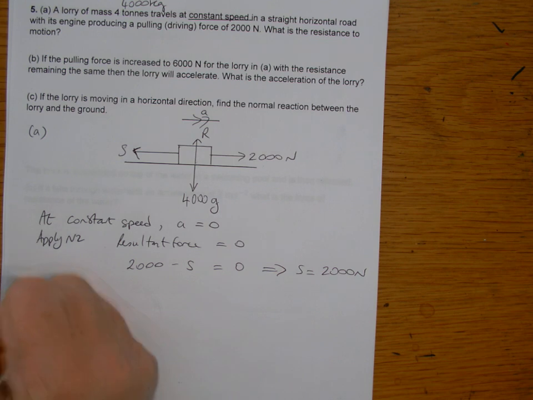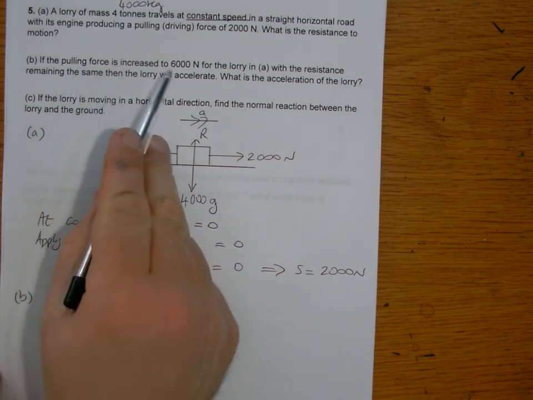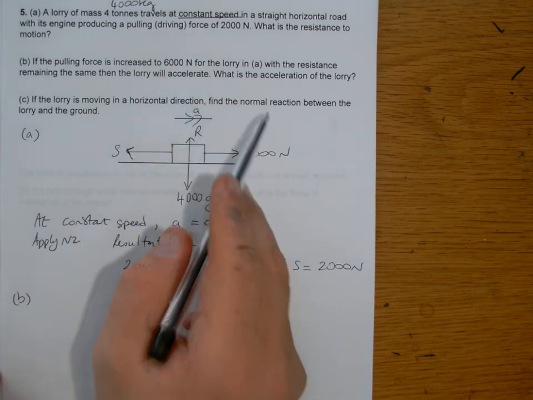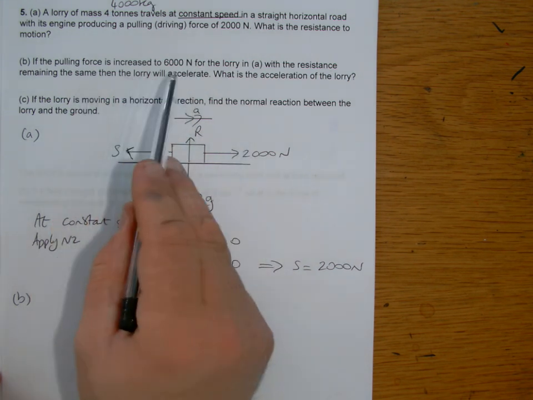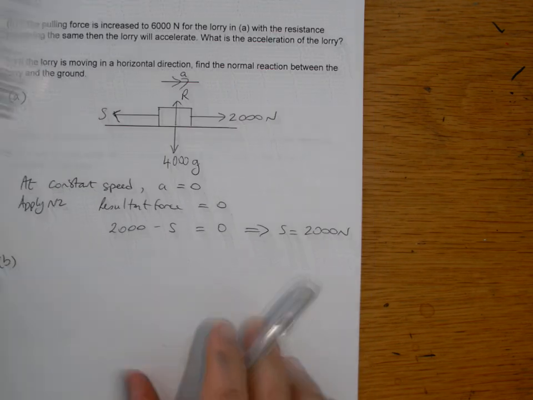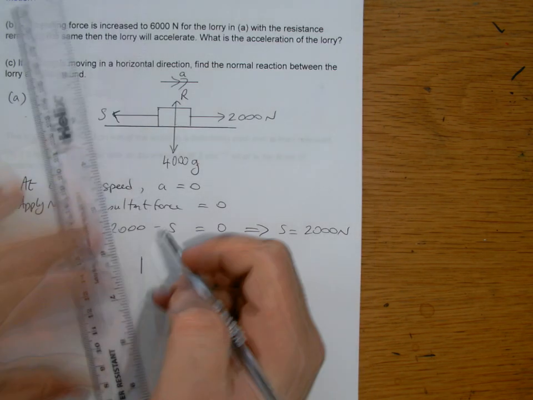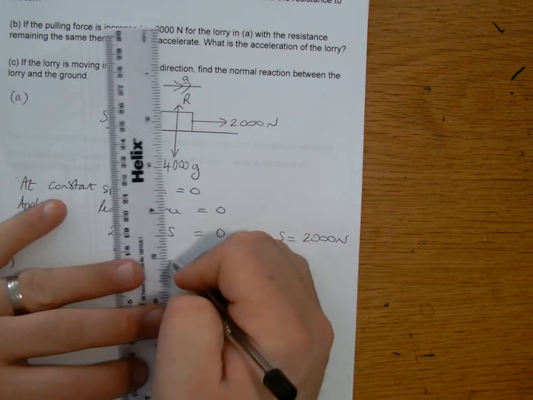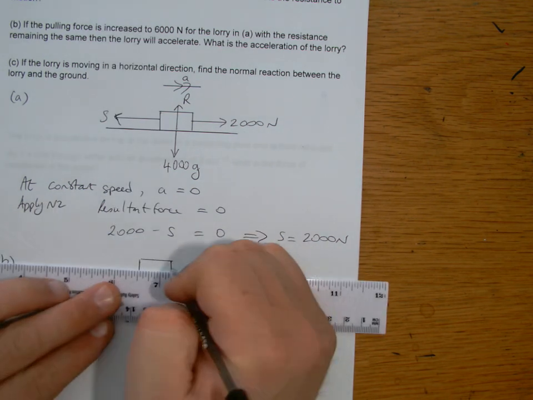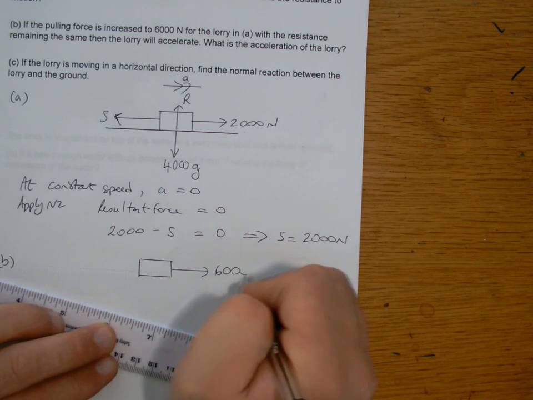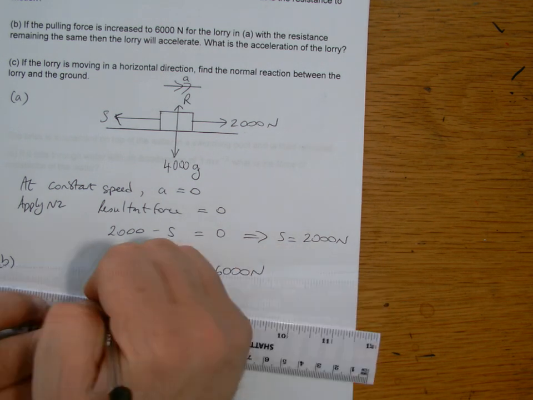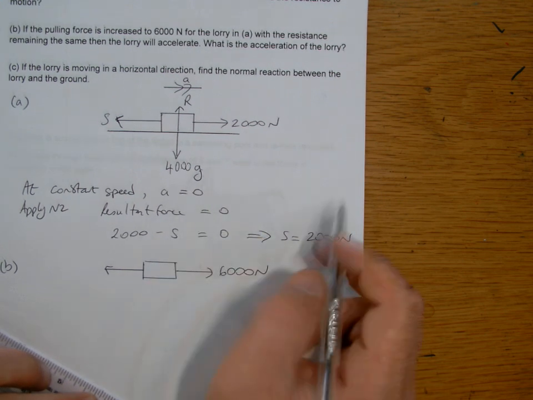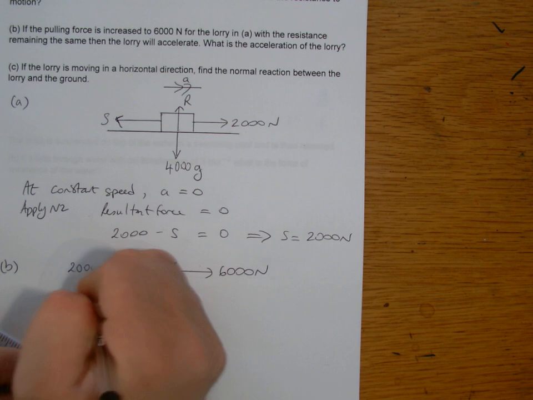Okay, so in B, it says if the pulling force is increased to 6,000 for the lorry, with the resistance remaining the same, then the lorry will accelerate. What is the acceleration? So basically the diagram above, I won't draw it out completely again, but I'll just adapt it. The driving force has changed to 6,000, but the resistance is the same, isn't it? So the resistance is still 2,000.